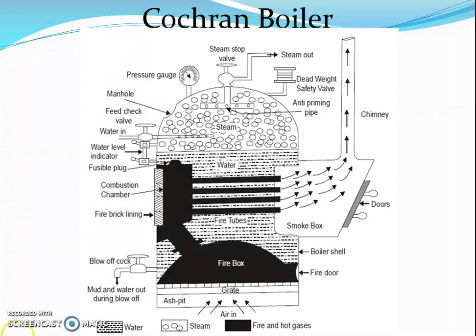Over here we are having the blow off cock. Basically it is used to remove the sediments collected at the bottom of the boiler. Then we are having the fusible plug over here. This is used to extinguish the fire in case there is a low level of water within this boiler. And another is the feed check valve. This is the feed check valve.